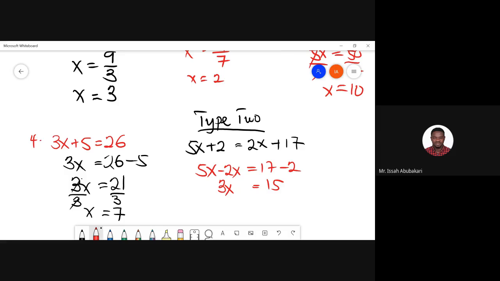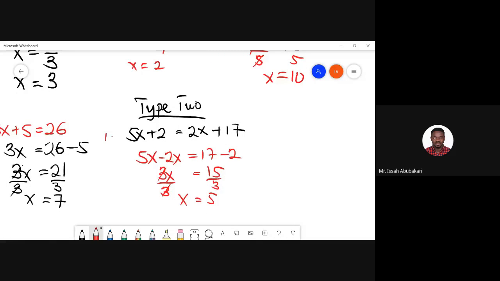Then you see we have come back to a type 1 question. 3x is equal to 15. It's a type 1 question. Then we divide by 3. And this cancels this. So we have x is equal to 5. Is that okay? Okay. Now let's solve one more question or two more.